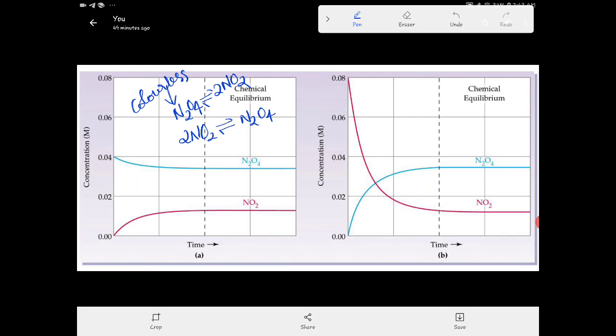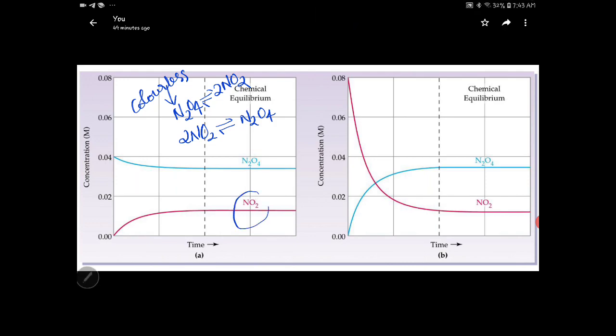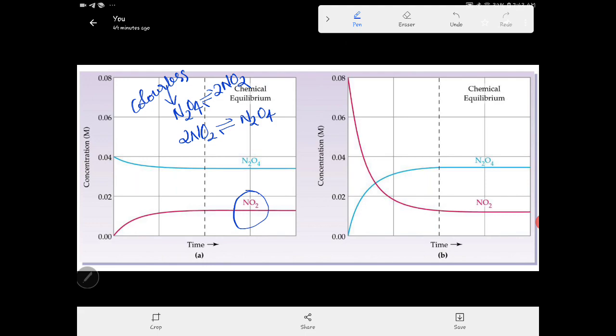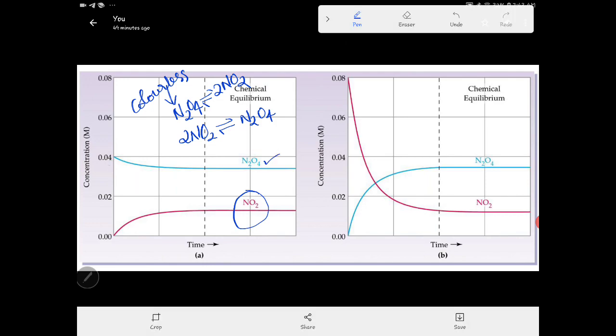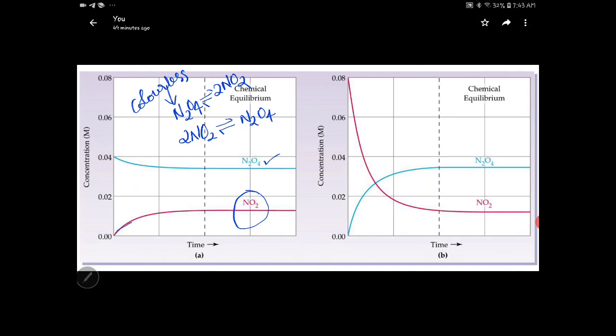Here you can see two graphs. In the first graph, initially there was no NO2. Only N2O4 was there. The reaction started with 0.04 mole and it was heated or something like that. The reaction happened and a small amount of NO2 is produced.